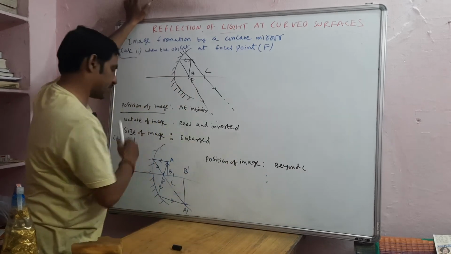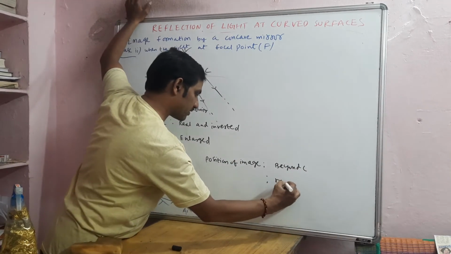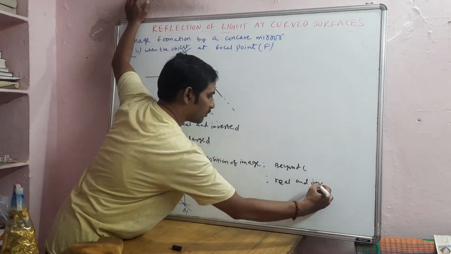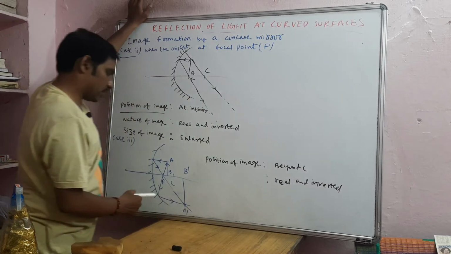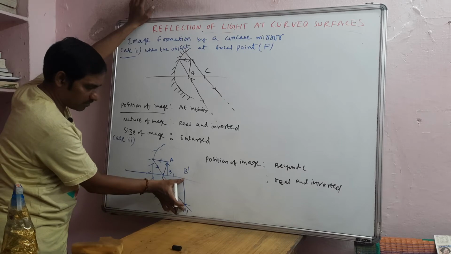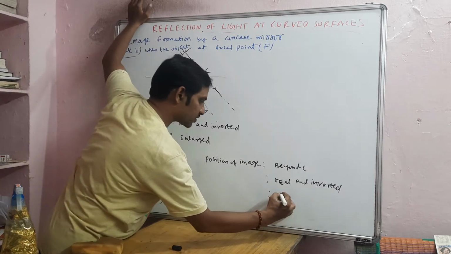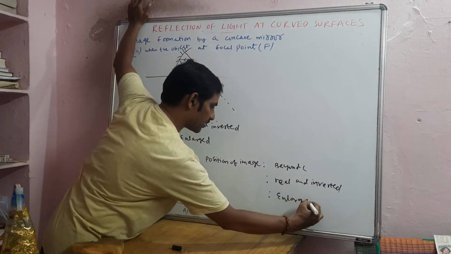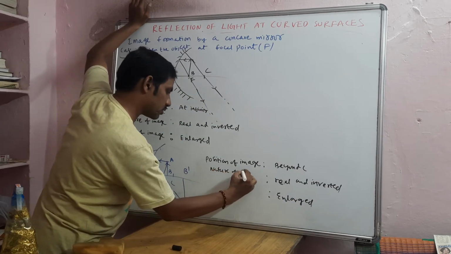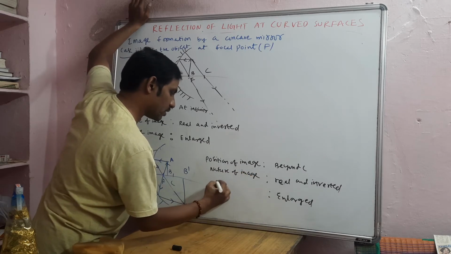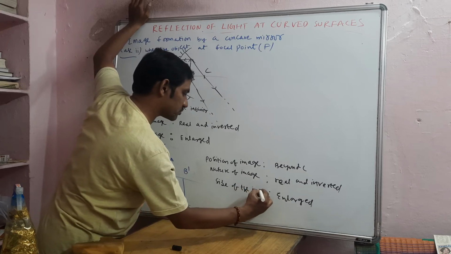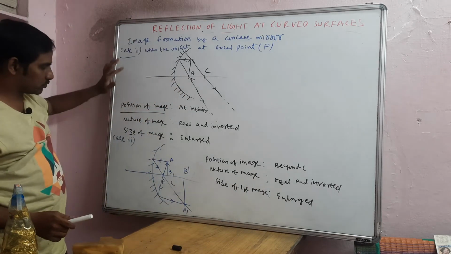In the same way, the nature of image will be real. Why? Because the light rays are actually meeting, so it is a real image. And the size of the image will be bigger than the object, so you can write enlarged. So you can write nature of image and size of image. Okay, so cases 1, 2, 3 are done.